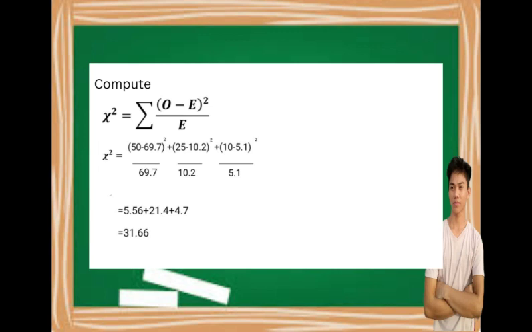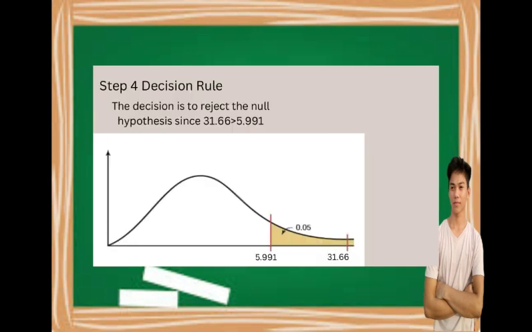If solved, it would equal 5.56 plus 21.4 plus 4.7, which equals 31.66. The 31.66 will be the test value, which will be put into the decision of whether it would be rejected or not. So here's step 4, which is the decision rule, where you make a decision on whether you reject the claim or the null hypothesis, depending on whether your test value is lower than the critical value.